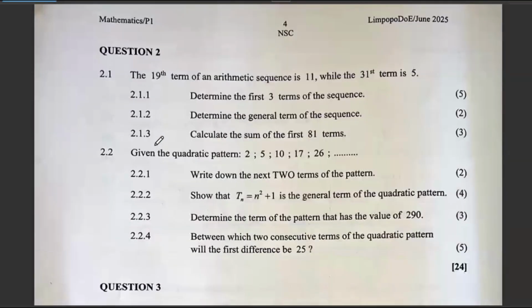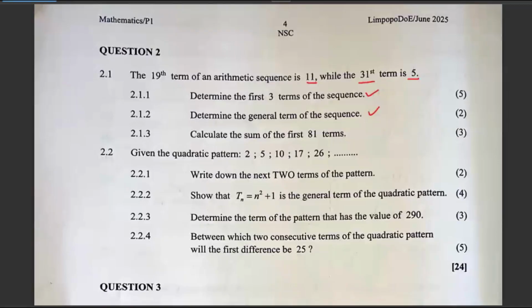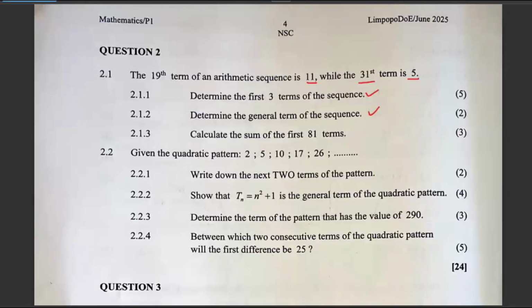All right, question number 2, sequences and series. They're telling us that the 19th term of an arithmetic is 11, while the 31st is 5. Determine the first 3 terms, then they want the general term. Okay, so I'll put it this side. This is 2.1. So T19, we have T31. T19 is what? 11. The other one is 5. Is that true? 11, 5.